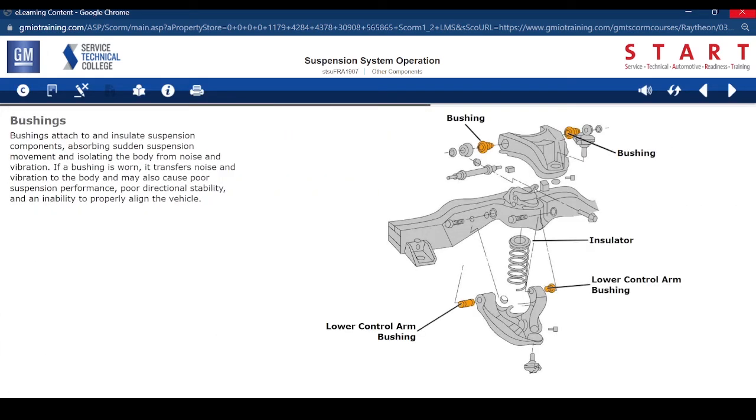Bushings attach to and insulate suspension components, absorbing sudden suspension movement and isolating the body from noise and vibration. If a bushing is worn, it transfers noise and vibration to the body and may also cause poor suspension performance, poor directional stability, and an inability to properly align the vehicle.